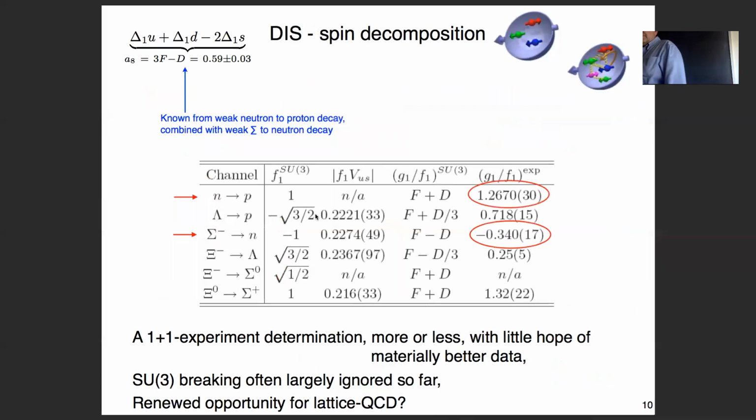Okay, so to the second piece, here, I'll just pull it out because I think we're still quite naive in how we do this. This value of aA, right, 3F minus D. I said that this is known from weak neutron to proton decay, and it's combined then with sigma to neutron decay. Yeah, sure, there are a few other measurements, but if you look at them, and you look at the combinations you in the end need, which are F and D, or the ratio of F over D, it's really determined by only two measurements.